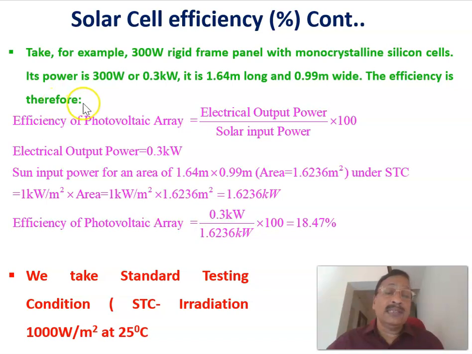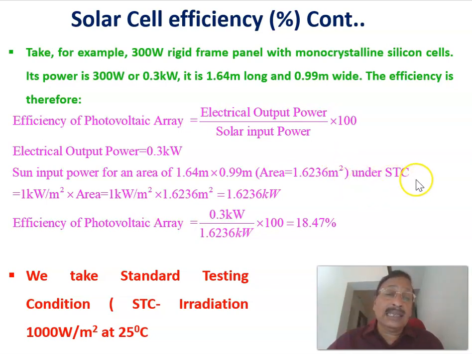That's the question. Efficiency. Now, to calculate the efficiency of photovoltaic electrical power output, that is nothing but 300 watts divided by solar input power, into 100. Now we have to calculate the solar input power corresponding to this panel dimension. Here, electrical power output is equal to 300 watts or 0.3 kilowatt, and for the solar input power, the area is 1.64 meter into 0.99 meter, which is equal to 1.623 meter square.